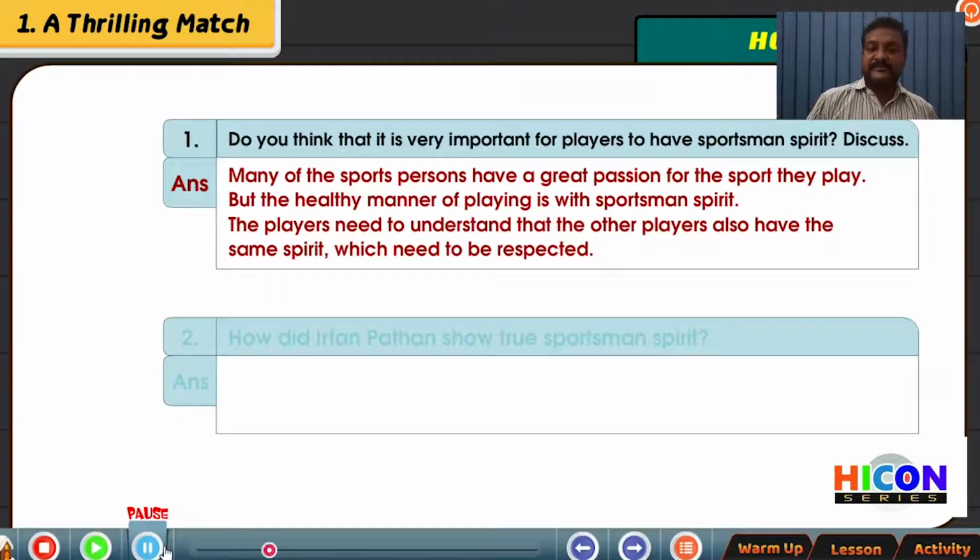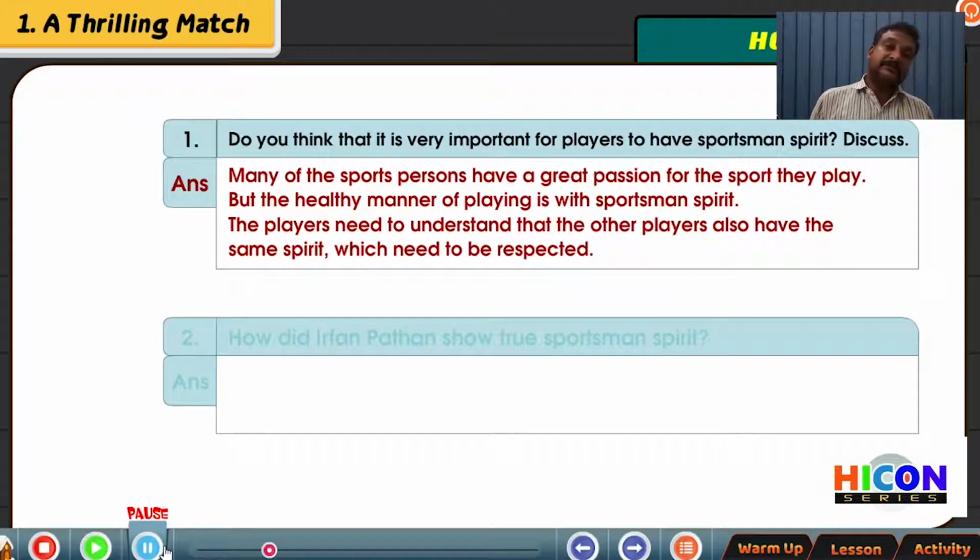So in this match we saw two players, Irfan Pathan, who opened the bowling, who bowled the first ball, and that ball was hit by Chris Gayle for a 6. So Irfan Pathan is a person who loves playing cricket. Chris Gayle also is a person who loves playing cricket. So they should have respect between them. They should respect each other.